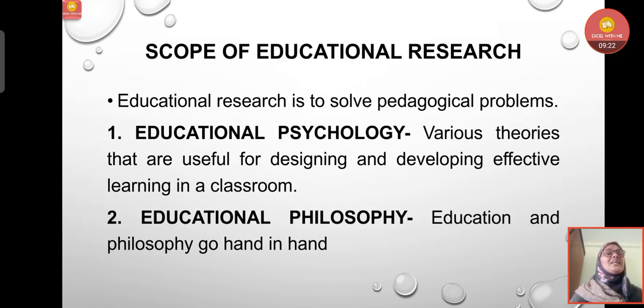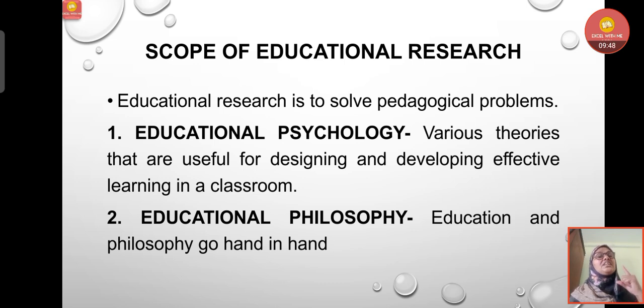Now let's understand the scope of educational research here. Educational research is to solve pedagogical problems. Obviously, in whatever methods are applied in education, whatever problems are there to solve, there is a scope of solving these pedagogical problems through this educational research. Let's understand where all we can use these educational research.